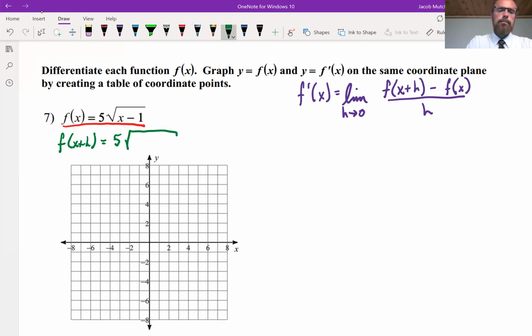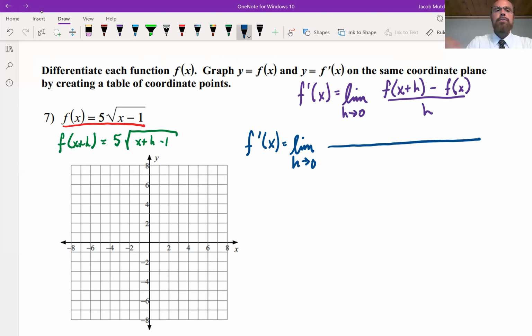So that's x plus h minus 1 under the radical. And I see that I really don't need the parentheses, so I'm going to eliminate them at the outset. Make sure that that is a clear plus. So we're ready to set up our difference quotient. F prime of x is the limit as h approaches 0 of this fraction. So the green one comes first. That's 5 times square root x plus h minus 1 minus the original f of x, which is 5 times the square root of x minus 1 all over h.